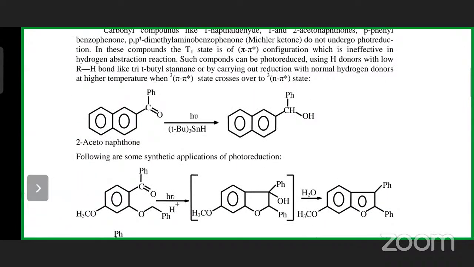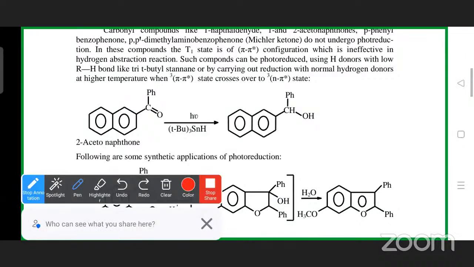For the bulkier carbonyl compounds, the photoreduction is somewhat difficult. Because you see, this is the naphthalene here, and this is the phenyl group, so there are bulkier groups. If you use isopropyl alcohol or benzopinacol as proton donors, they won't reduce this compound because it is bulky.